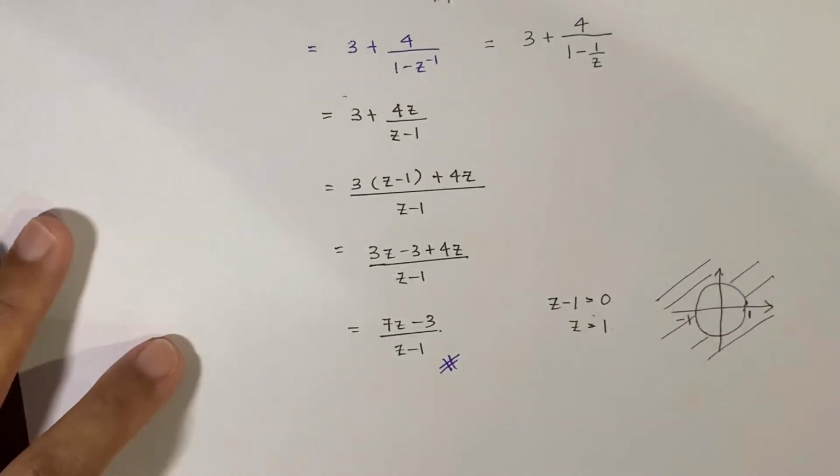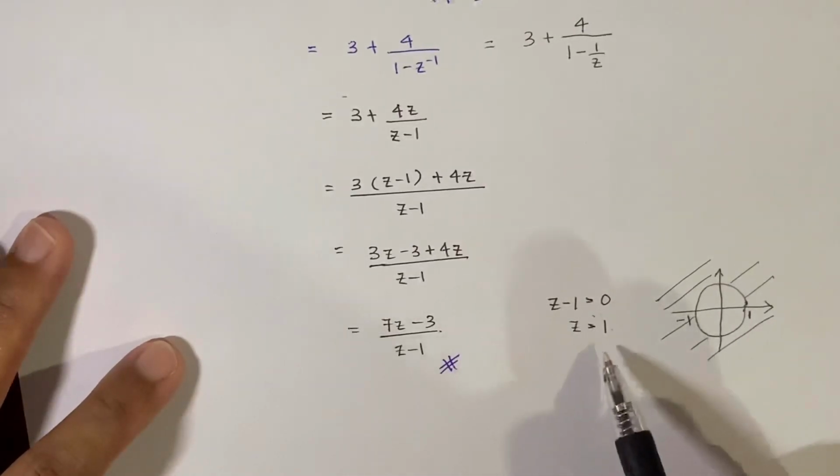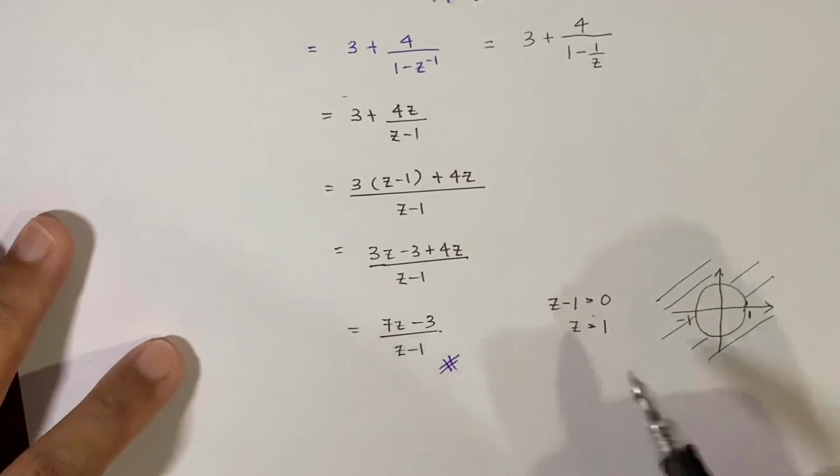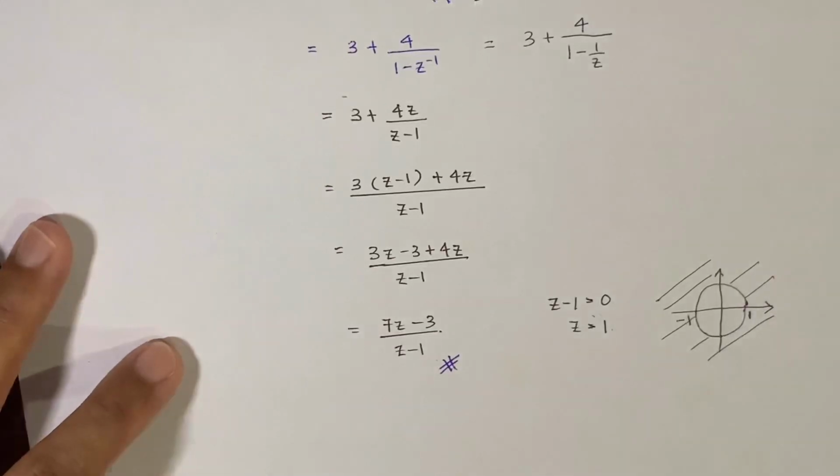Okay, outside the circle, not including the unit circle. The meaning of unit circle is |Z| equal to 1. This equality does not exist here, just bigger than 1. So it is not including the unit circle.